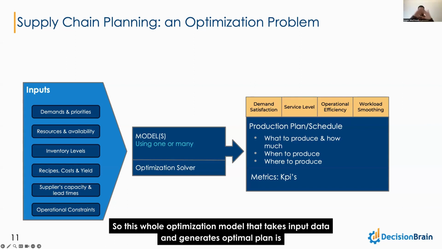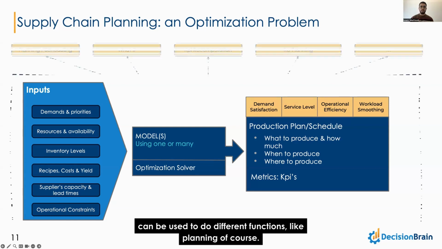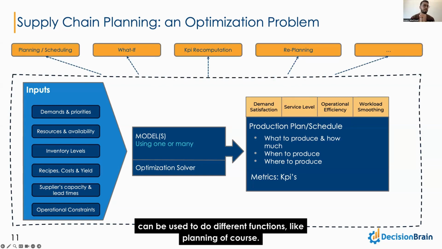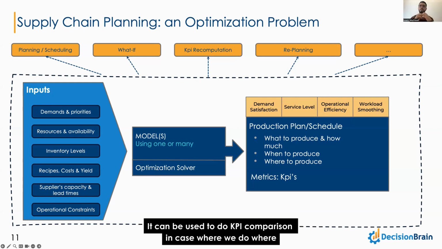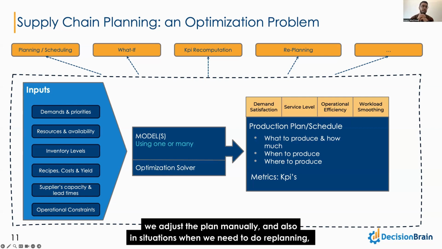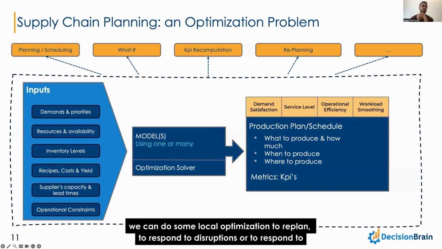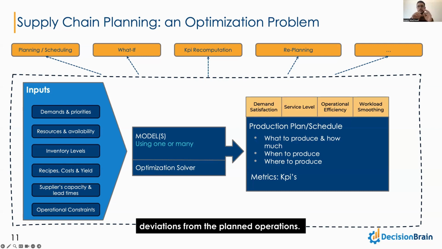So this whole optimization model that takes input data and generates an optimal plan can be used to do different functions, like planning, of course, but it can also be used to do what-if analysis, so create different scenarios and do what-if comparison. It can be used to do KPI comparison in case we adjust the plan manually. And also in situations when we need to do replanning, we can do some local optimization to replan, to respond to disruptions or to deviations from the planned operations. So now let's go straight to the demo.